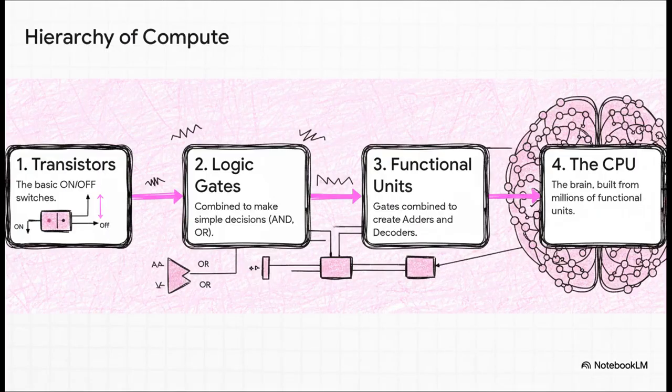So let's just recap this whole hierarchy, because this is really the key to everything. It all starts with those individual transistors, the basic on-off switches. You combine those to make logic gates, which make simple decisions. Then, you combine those gates to build more complex functional units, like circuits that can add 2 numbers together. And finally, you assemble millions of these units to build the whole shebang, the central processing unit, the CPU, the digital brain of the whole operation.